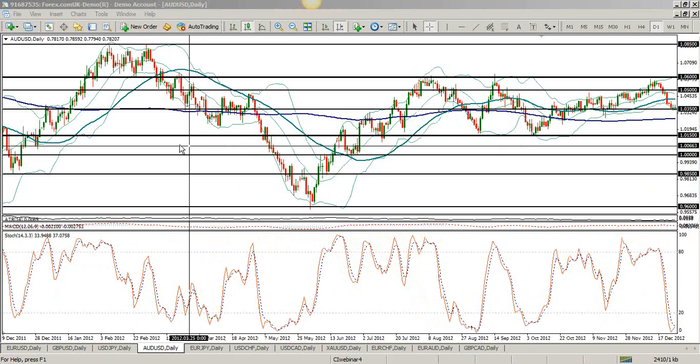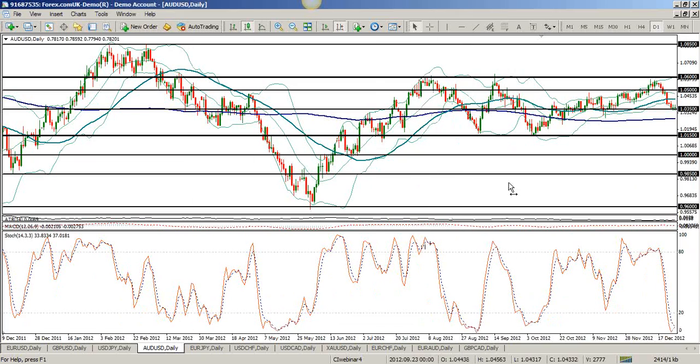I'm going to get fewer false signals. Gurdeep, do you use the moving averages as support and resistance? Yeah, as I mentioned before, that's one of the main ways I use it.